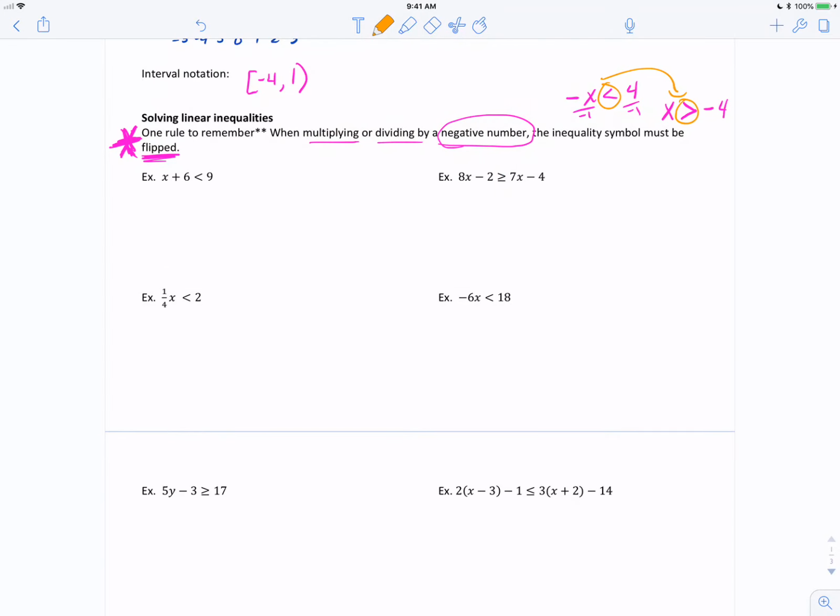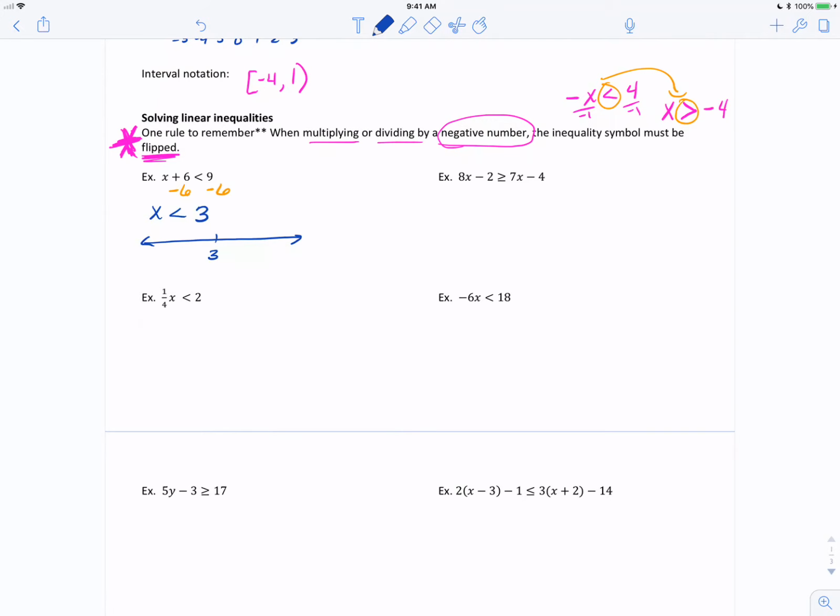All right, so we have x plus 6 is less than 9. So in this case, we're going to subtract 6 because just like we've been doing, we're trying to get the value by itself. Now notice we're subtracting 6. We're not multiplying or dividing by a negative number here. We're just doing subtraction, so we're not flipping any signs yet. All right, so that means x is less than 3. Okay, so let's go draw it on a number line.